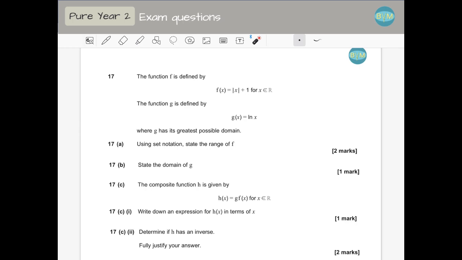Hello, this is question 17 on your AQA paper from June 2024. It's paper 1. You have a function f defined by f(x) equals the modulus of x plus 1 for any real number. Function g is defined by ln of x with the greatest possible domain. Using set notation, we have to state the range of f.